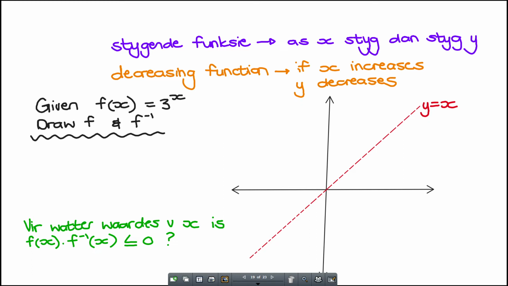So it was an increasing function, no? The purple. And then it says, as x increases, y also increases.